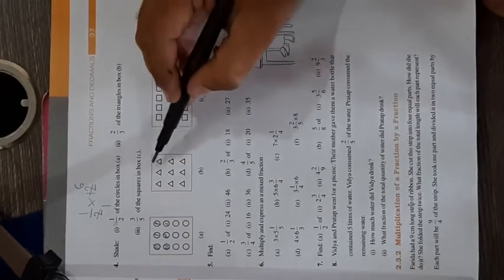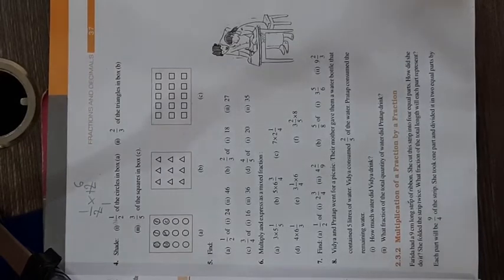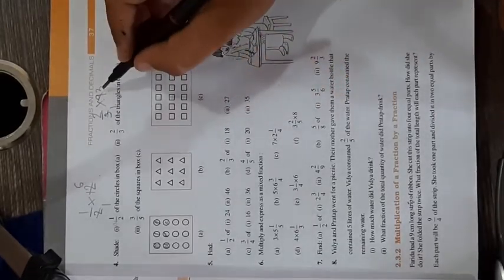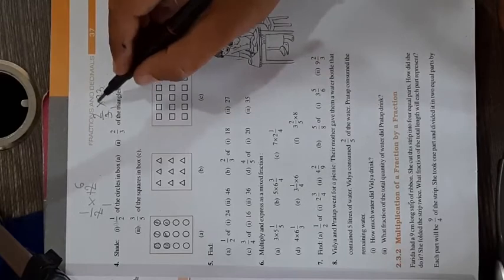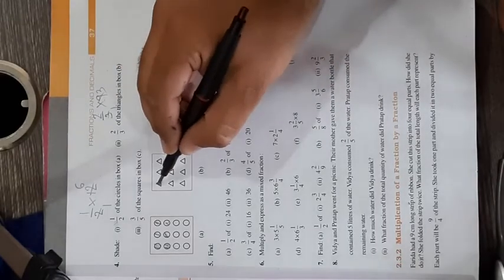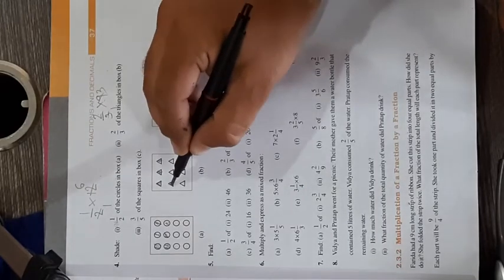Now next, 2 upon 3 of the triangles in the box. In this box, total 9 triangles are there. So 2 by 3 of the total triangles. So 2 upon 3 multiplied by 9. So 3 1s are 3, 3 3s are 9, and this 3 is in the denominator and this 2 is in the numerator. So 3 2s are 6. So we have to shade 6 triangles.